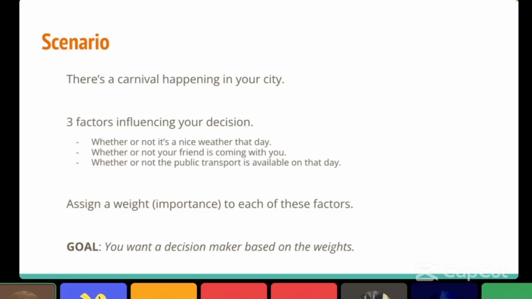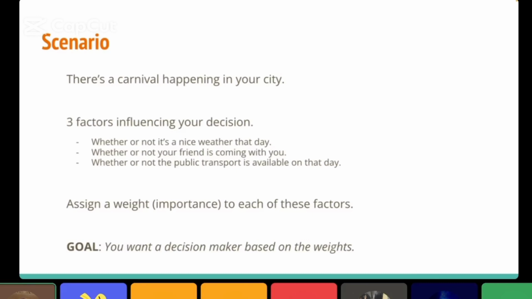So 0 for false, 1 for true, right? Remember that. The second one is, obviously, a lot of people would prefer to go with their friends or family. It's much more fun that way. So that's going to be your second factor, whether or not they come. So 1 and 0 again. And let's say the third one is public transport. Let's say you don't have a car or a motorbike and you rely on public transport. So that's your third factor. If there's public transport, it's 1. If there's no public transport, it's 0.